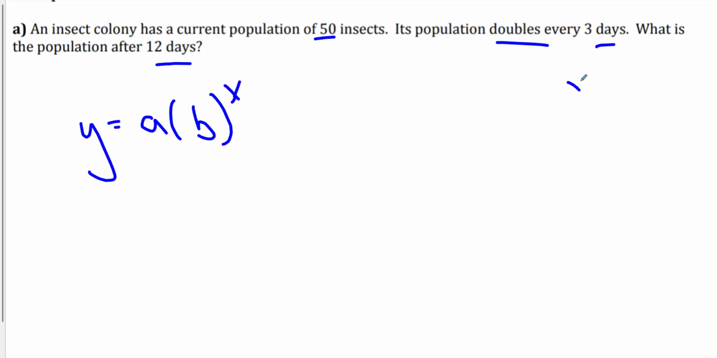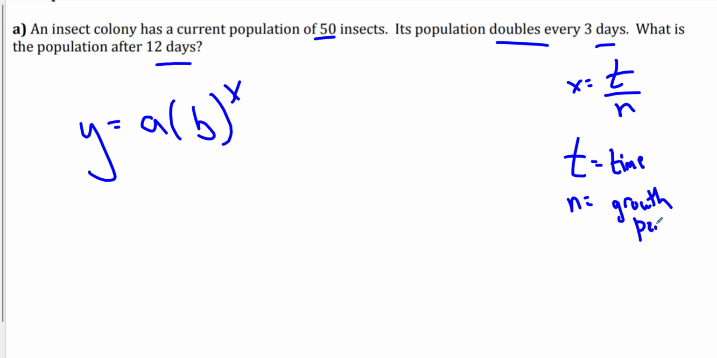Now, x is equal to t divided by n. Now, t is equal to time, and n is your growth period. And that is the time it takes for the population, in this case it's growing by doubling, so the time it takes for the population to double. How long is the population doubling?